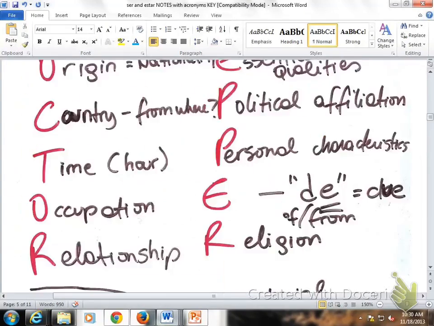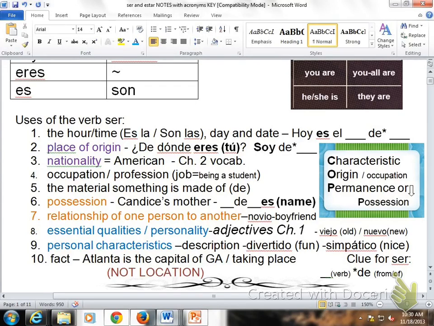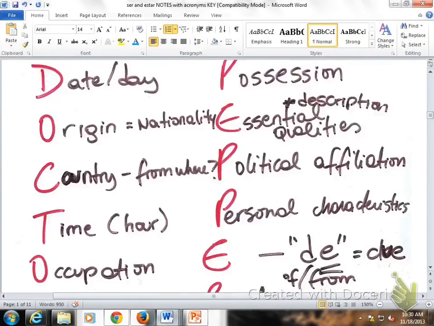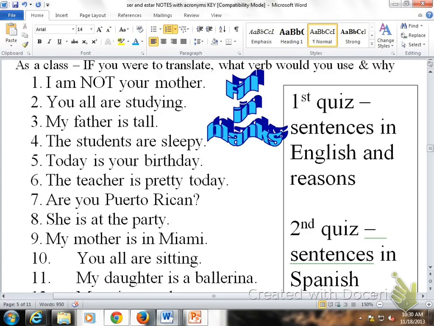Go back to your reasons. Which one of these are we talking about? Could be occupation. It does feel like one sometimes. But a relationship of one person to another, or technically possession as well, could be used there. Okay. So number 1 would be said, and family relationship. What about number 2? You all are studying.